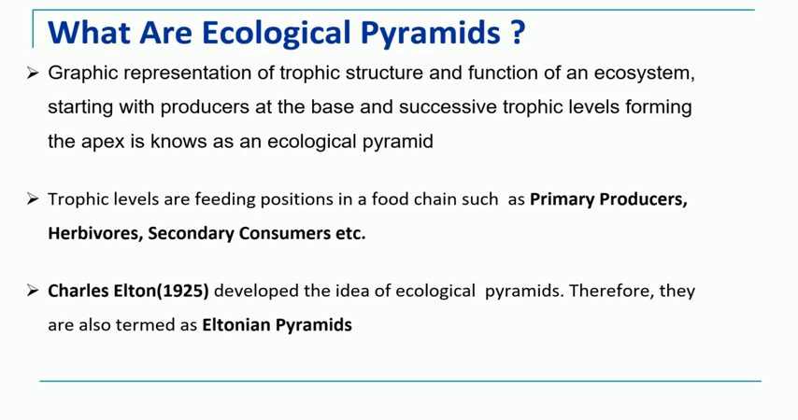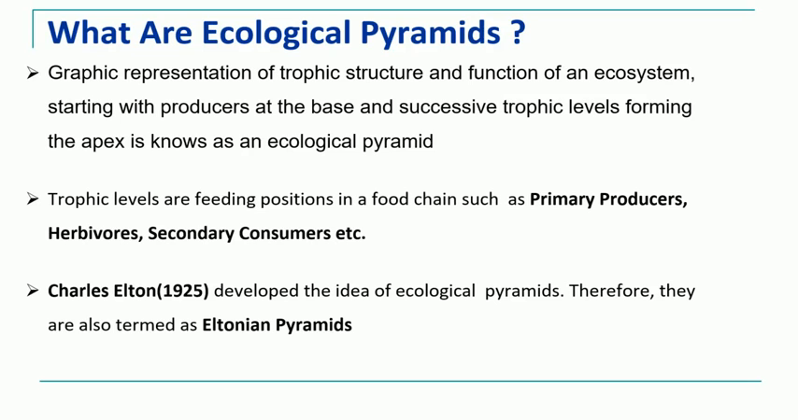These ecological pyramids take into consideration the number of organisms, biomass of the organisms, or energy of the ecosystem. We can define an ecological pyramid as a graphical representation of the trophic structure and function of an ecosystem. It always starts with producers at the base and the successive trophic levels form the apex. Such a structure is called an ecological pyramid.